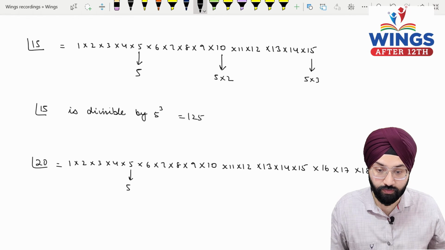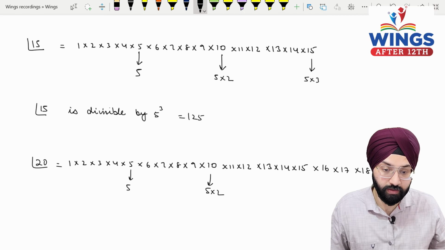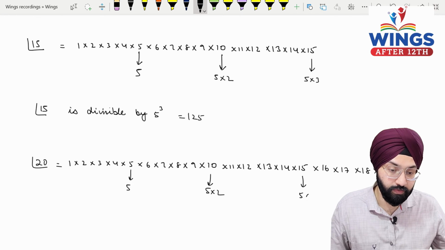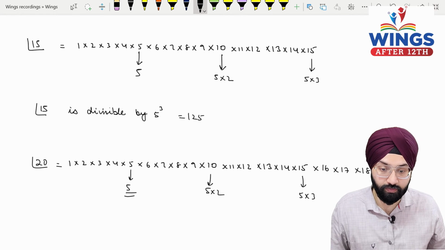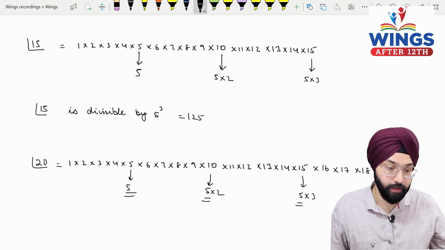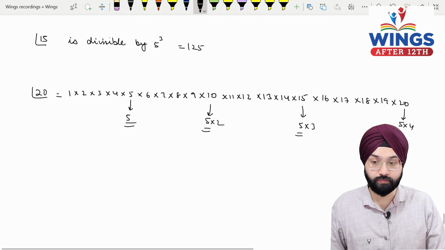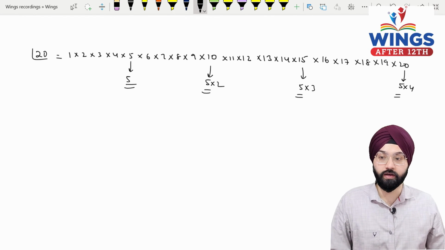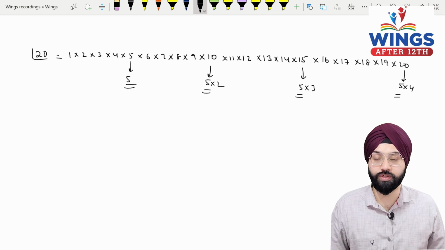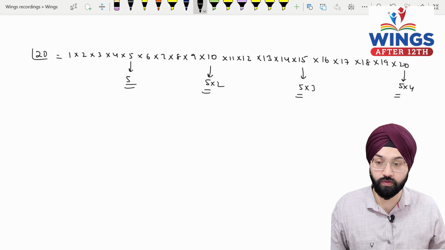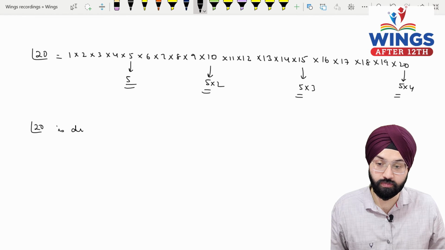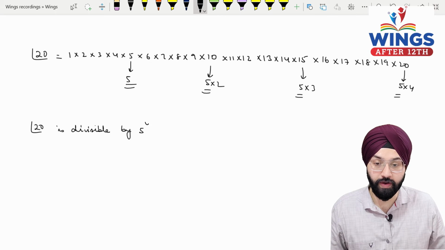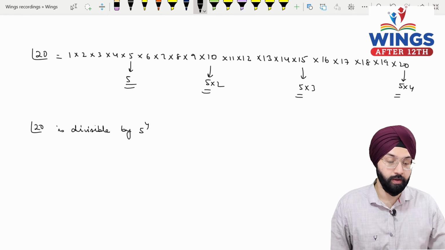So here we have one 5, here we have another 5, in 15 we have one more 5, in 20 we have one more 5. So altogether we have four 5s, right? So we can say that the highest power of 5 which can divide 20 factorial is 4. So 20 factorial is divisible by 5 to the power of 4, right?